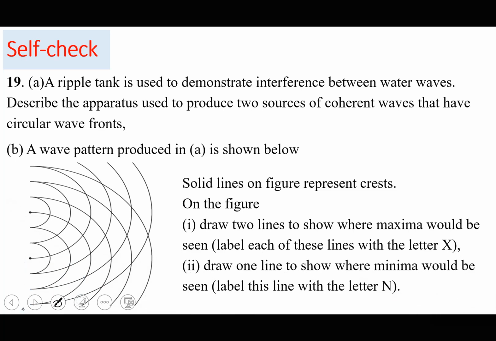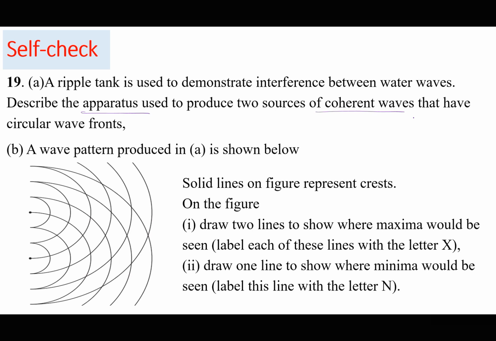A ripple tank is used to demonstrate interference between water waves. Describe the apparatus used to produce two sources of waves that are coherent and have circular wavefronts. I think we have demonstrated this earlier on. You could use two slits, or you could use two dippers, and so on and so forth.